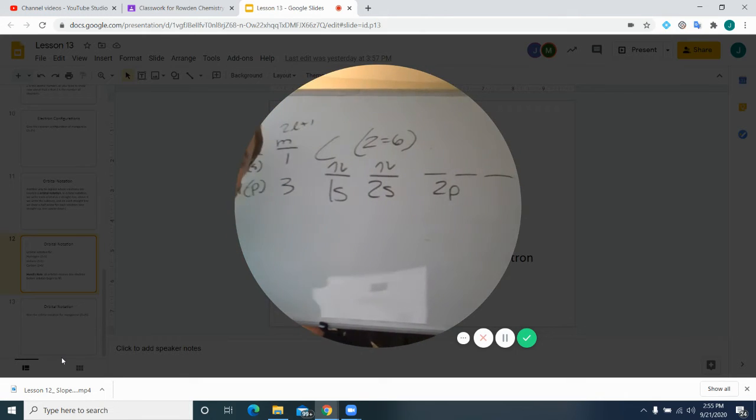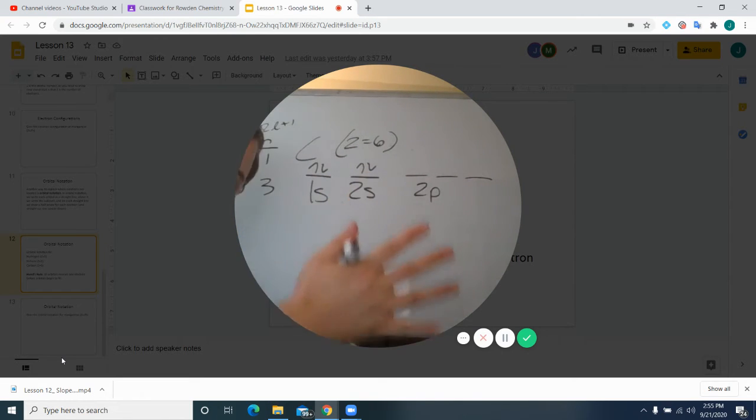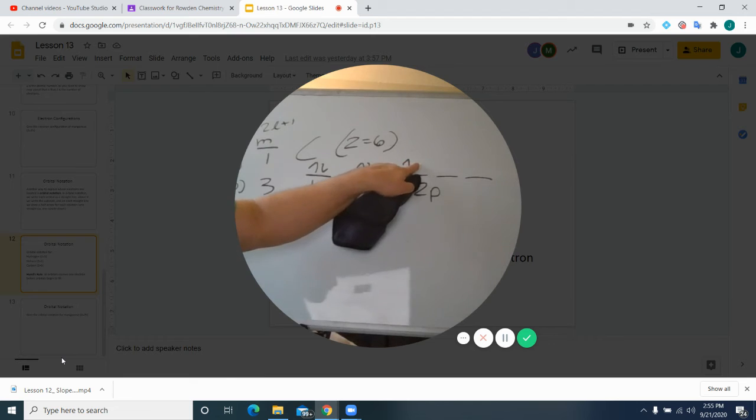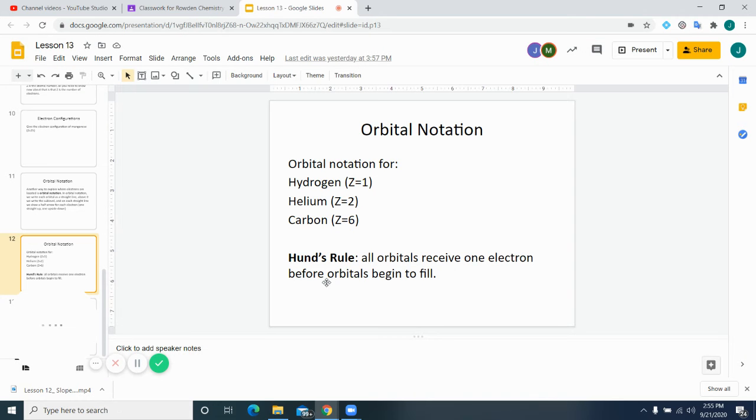Now think, how many electrons do we have left to deal with? We had a total of 6. We've used 1, 2, 3, 4, and now we need to do 5, 6. So put 1 here, and now I want you to think about, are we going to put the second one in there, or do we space it out and put another one over there first? That's what Hund's rule is, that was at the bottom of that slide. Every orbital gets 1 electron before you begin to fill them.